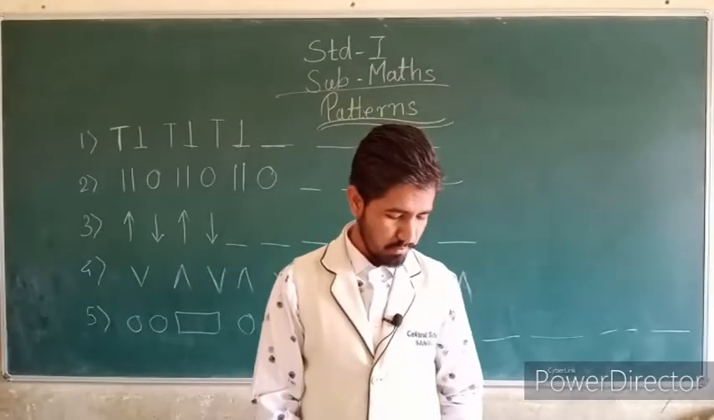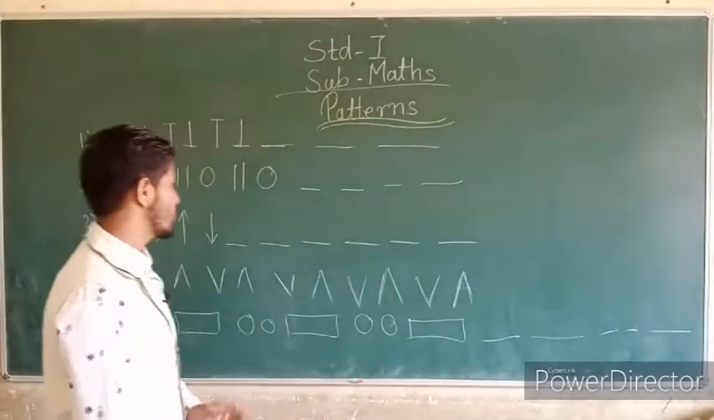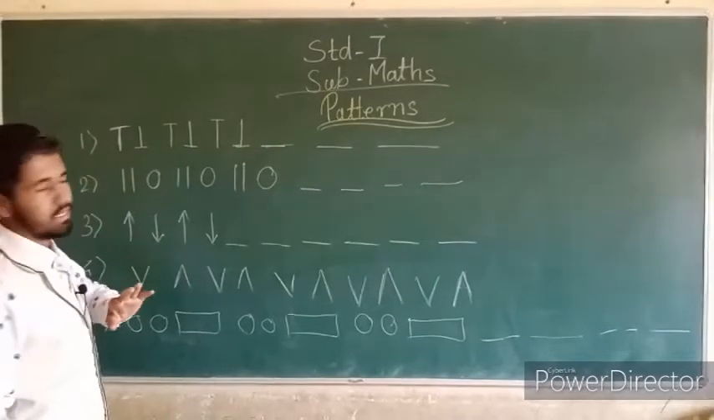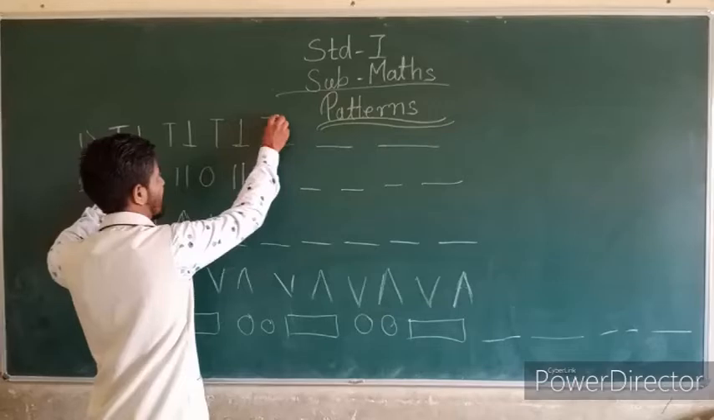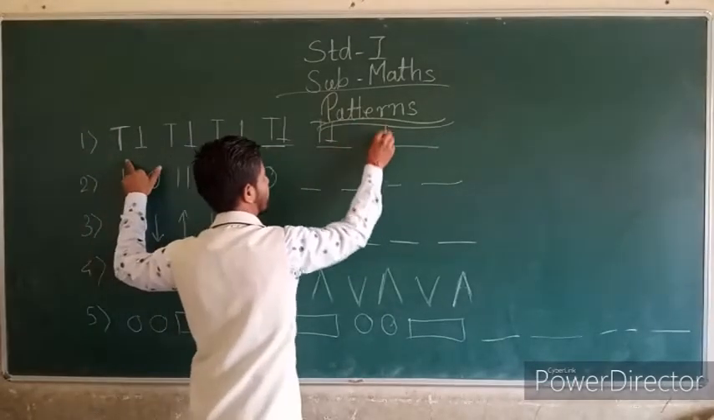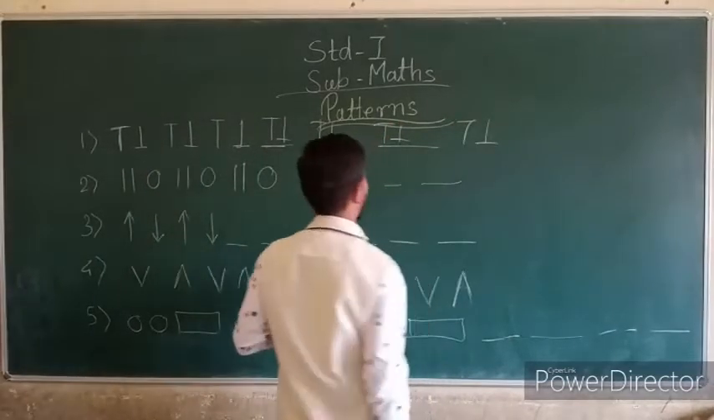Next we see page number 120. We see what comes next in the sequence. First we have to complete this pattern. The first pattern we see is the parallel T. First one we see patterns like these. Those are the patterns.